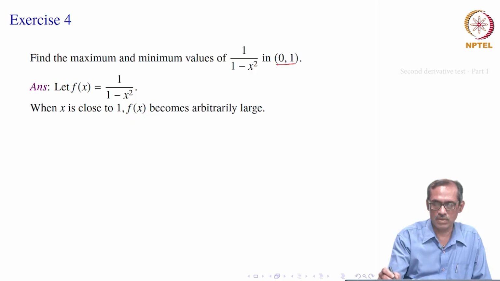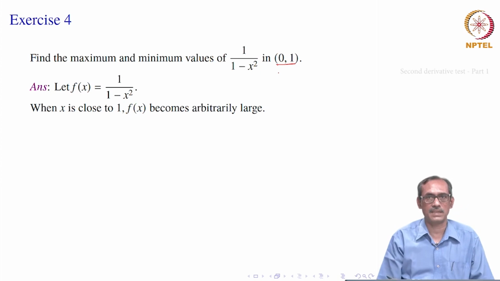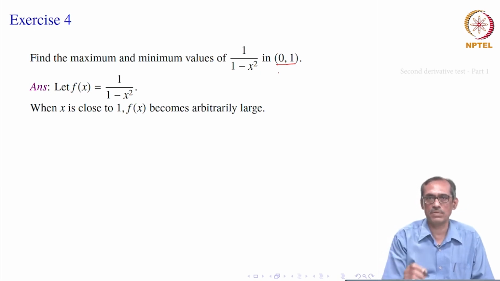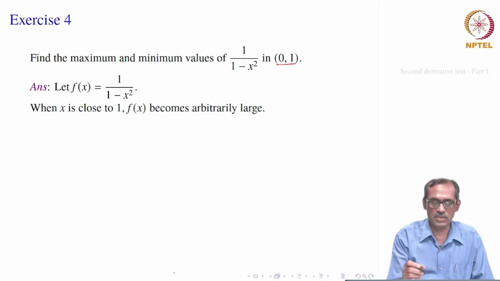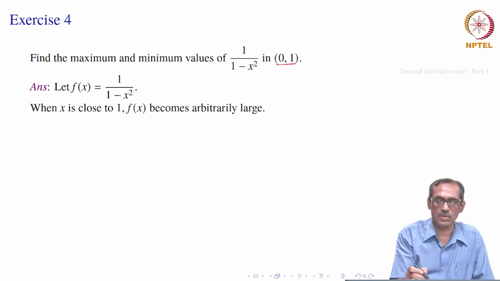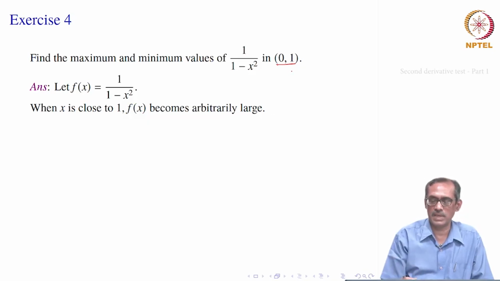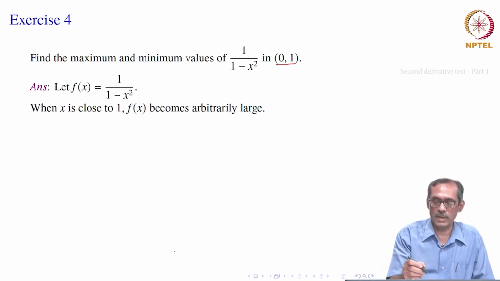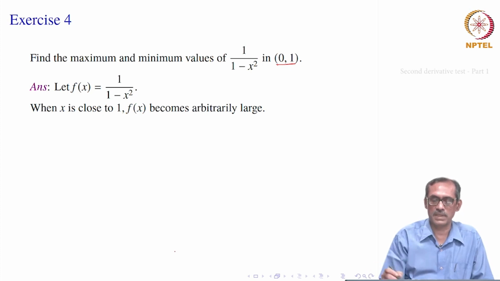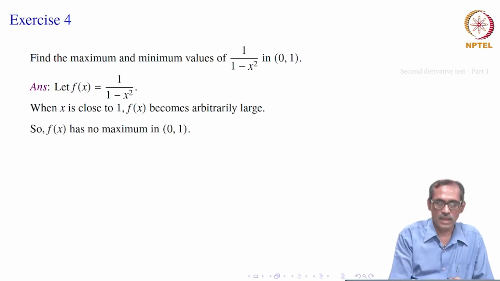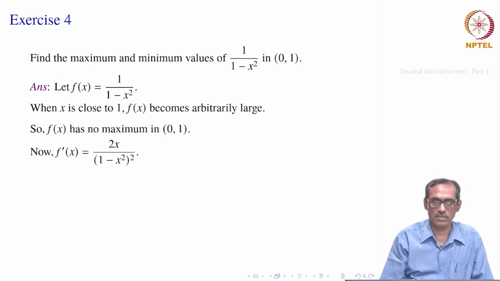Since it is defined in (0, 1), when x goes very close to 1, 1 - x² becomes very close to 0. So, 1/(1 - x²) can be made as large as possible by choosing x very close to 1. Which means the limit as x goes to 1 becomes infinity. The limit, of course, is one-sided, from the left side. So, the limit of f(x) as x goes to 1⁻ is infinity. That means it cannot have a maximum value. So, that is our first conclusion.